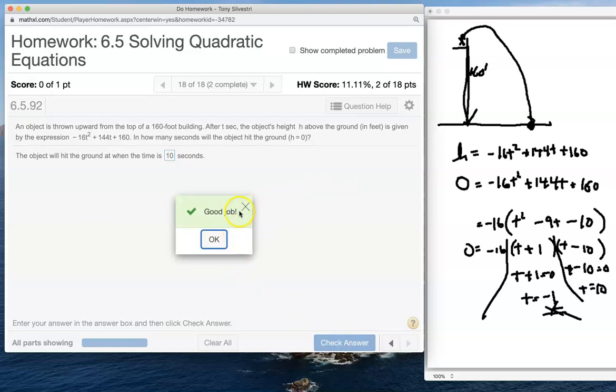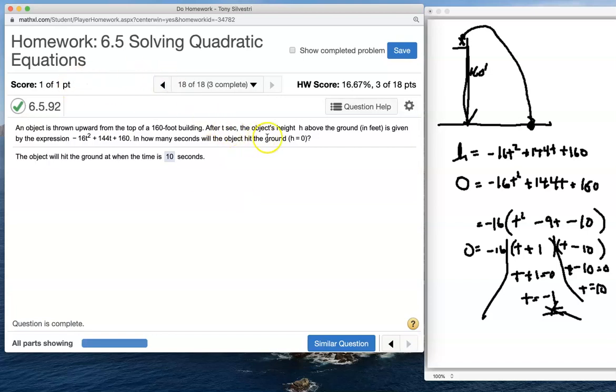Great. Okay, so that's the end of section 6.5. It's also the end of chapter 6 in the book. And so the next thing that you're going to do is this homework. And don't worry about the word problems. If they upset you, just do your best.